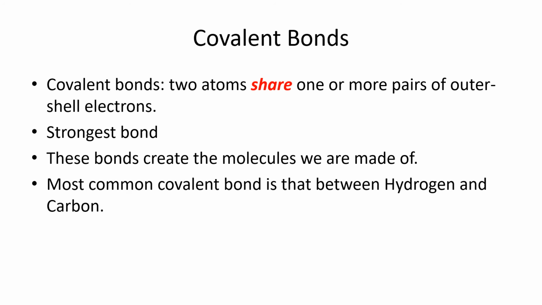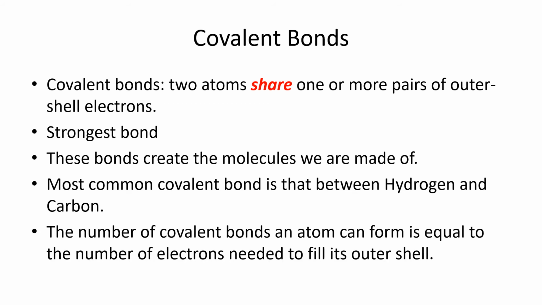Okay. The most common covalent bond is going to be between hydrogen and carbon. So we'll see a lot of different molecules, and specifically macromolecules, that have just tons of carbons and hydrogens bound to each other. Okay, the number of covalent bonds that an atom can form is going to be equal to the number of empty spots in its outer shell.